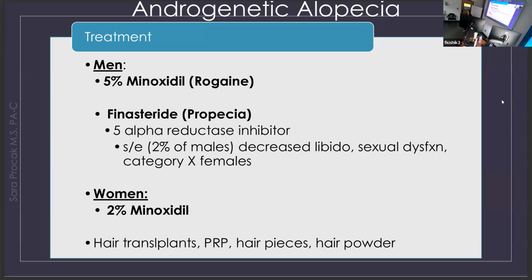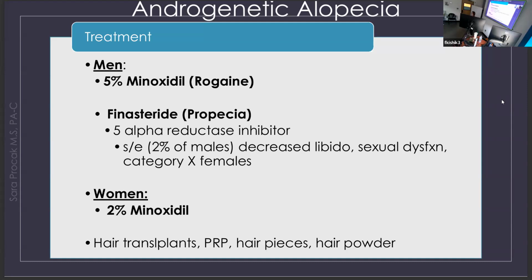Now, for women, it's going to be over-the-counter minoxidil 2%, so a slightly decreased percentage of the medication. It's going to be applied in the exact same way as described for men. Other options: hair transplants. That could be something you consider for your patient who's had this type of hair loss.